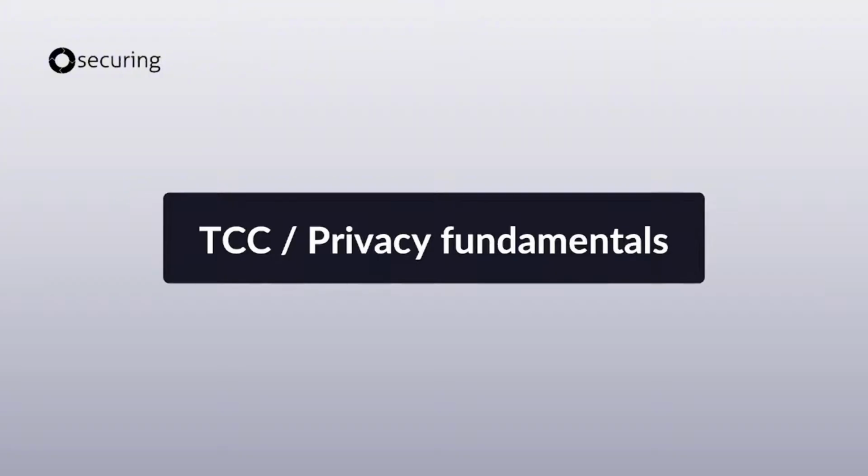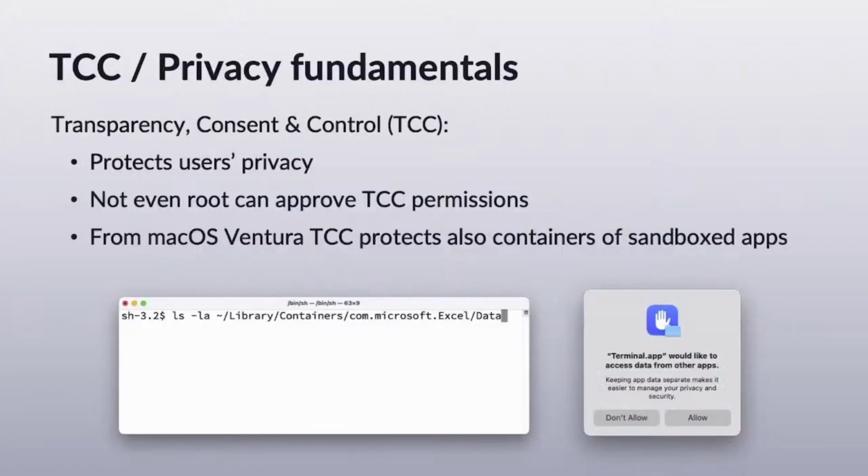So let's start from the TCC and privacy fundamentals. I think everybody at this conference knows what SIP is. When SIP is enabled, the TCC comes into play. Without SIP, you have macOS like a 30 years old Linux without any boundaries between the same UIDs, etc. So please keep your SIP enabled. I think that's pretty obvious. But TCC itself, when SIP is turned on, protects your privacy. And the thing is that not even root can approve your TCC permissions, and that's important, because for location services, this is the same assumption. So even if you have root, you should not be able to get the user's location.